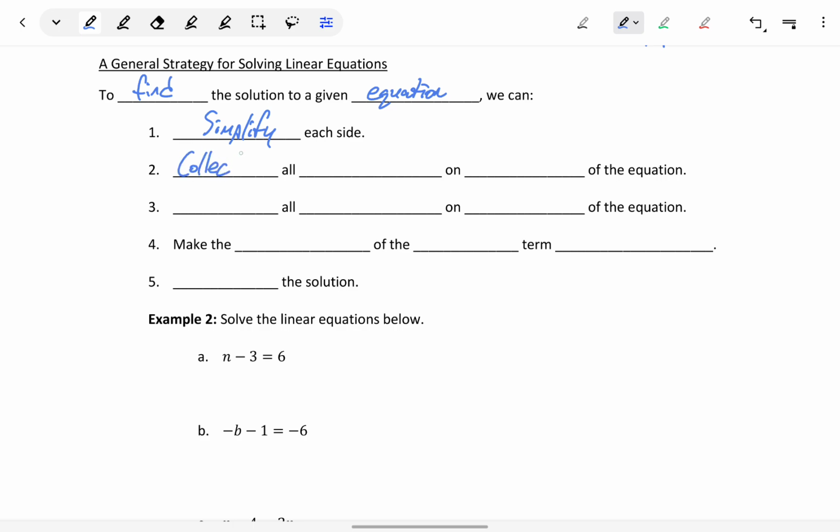Then what we'll do is collect all of the variable terms on one side of the equation, and we'll look at how we move terms from one side of the equation to the other. Similarly, we'll collect all of the constant terms, so terms without a variable component, on one side of the equation, or I should say more specifically on the other side of the equation.